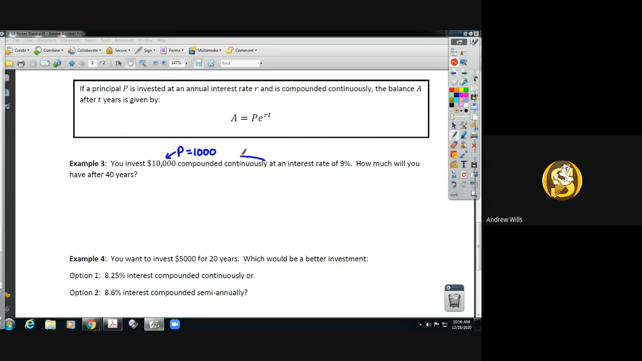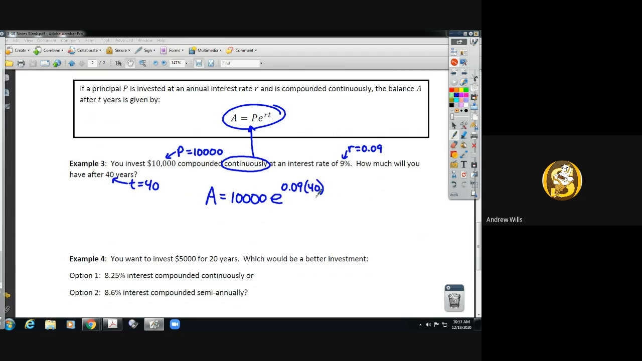Okay, as soon as we see this word continuously, that tells us we're going to use this equation. Interest rate of 9%. R would be 0.09, because remember, we need to turn our interest rate from percentage into decimal. And that should be, other than T, which is 40 years, everything that we need to solve this problem. Okay, so we're using the equation A equals P, which is 10,000, times e to the 0.09 times 40th power.